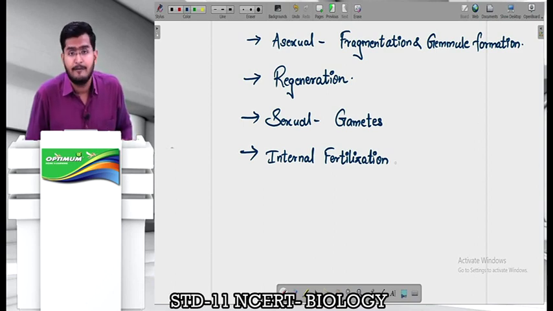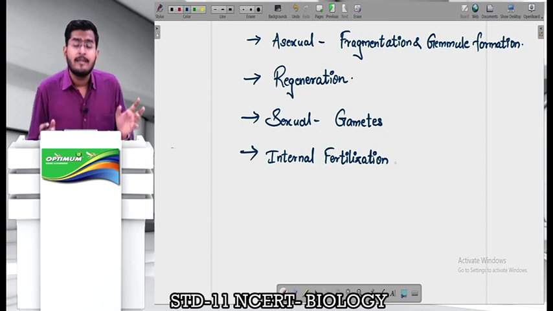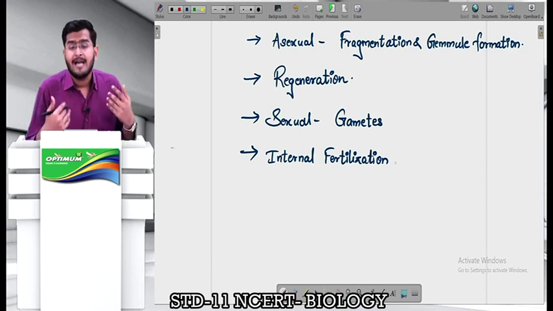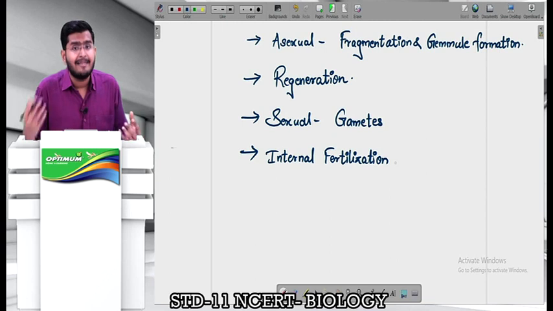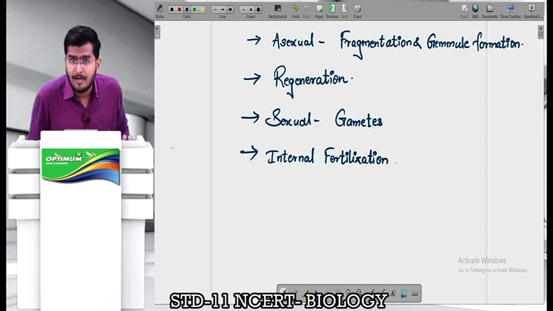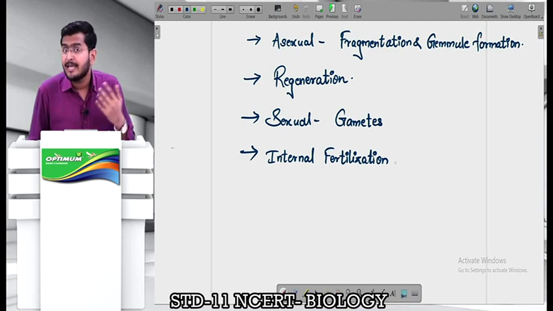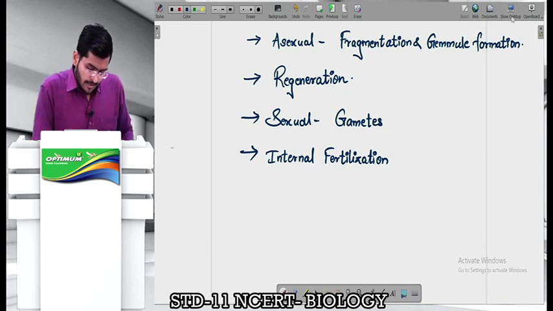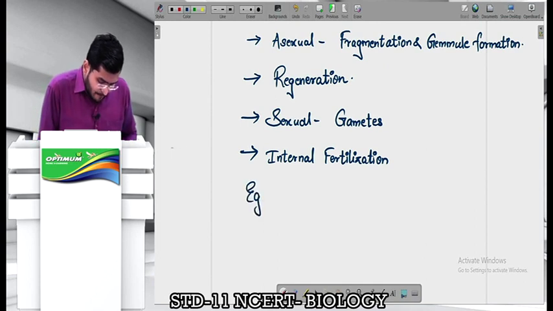There are some organisms in whom the fertilization takes place outside, because both the male and the female release the gametes outside. So fusion of the gametes in them takes place outside, because of which it is called external fertilization. But in case of sponges, the fertilization is going to be internal. Okay. Now let me tell you what are the examples under this category.